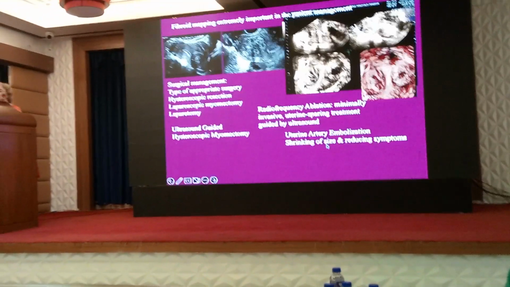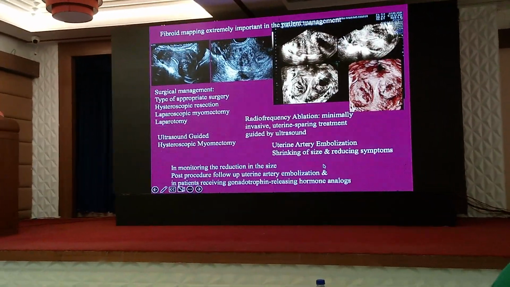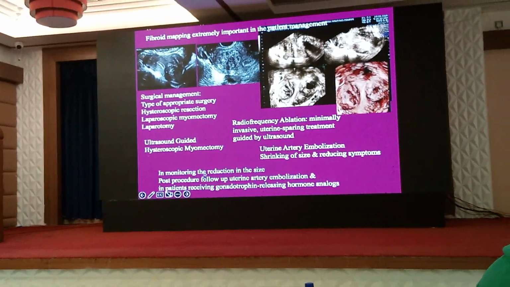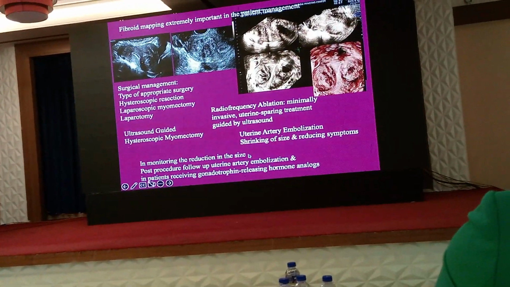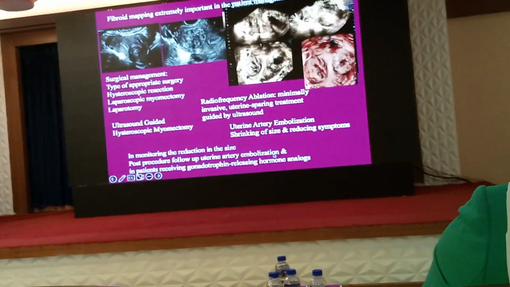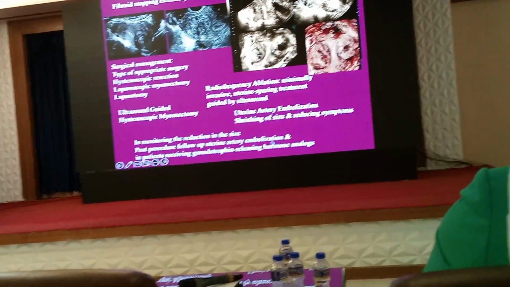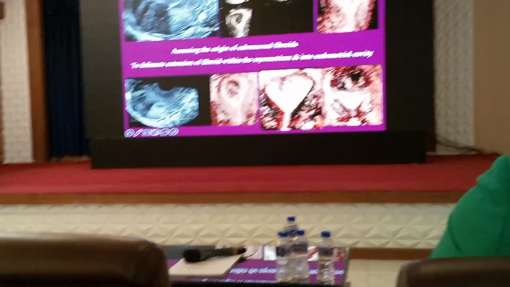Uterine artery embolization is useful in shrinking the size of the fibroids and reducing the symptoms, and 3D is useful in monitoring this reduction in size. Because we have those images with us, we can always pull them out and compare them, to look for if the size has reduced after embolization or after the GnRH analogs which have been given.